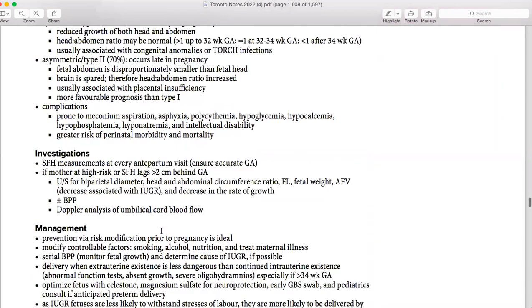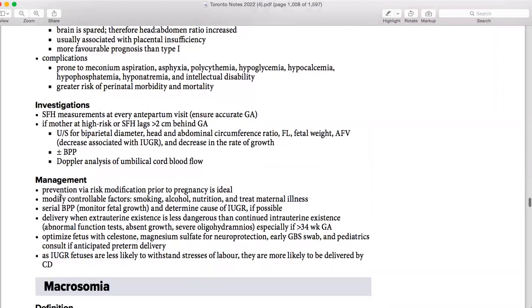Okay, then comes the management. What is the management? Obviously prevention, and risk modification. If the mother is not eating properly, you have to tell her to eat properly. If she's smoking, counsel about smoking. If she's drinking alcohol, counsel about alcohol. All those modifiable, controllable factors. So first comes the counseling.